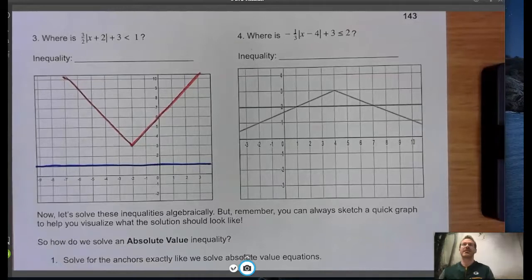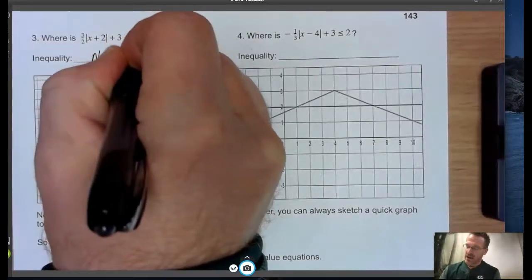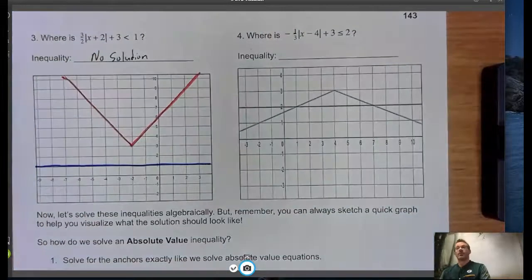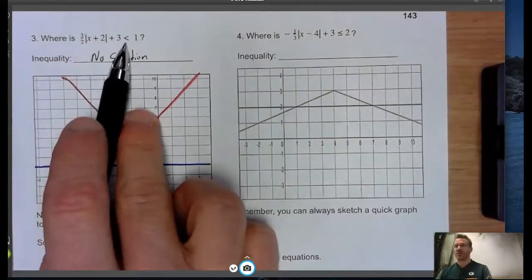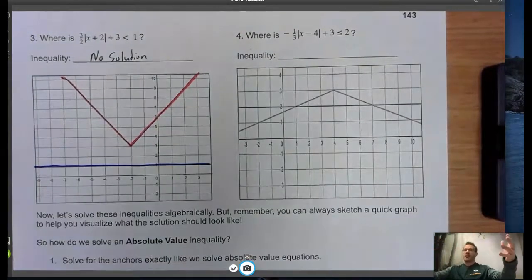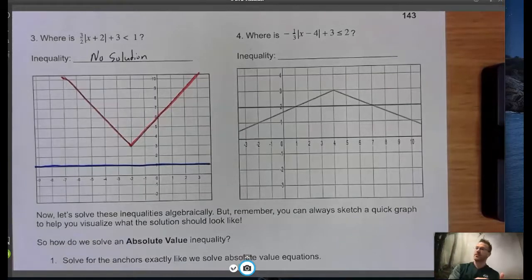So can you guess what that means about our solution? Hopefully you said it. That's right. So it could be no solution. Notice if it was reversed, if this had been a greater than problem, it would have been all solutions, because it would always be above the blue line. So notice that when we're working with absolute value inequalities, it's possible to get no solution or all solutions. And we'll talk about what that means when we solve equations in just a moment.